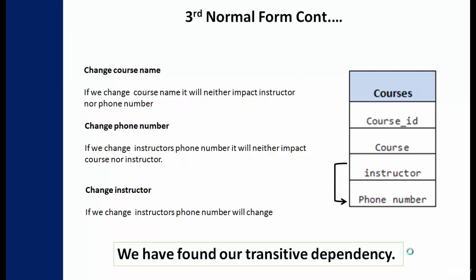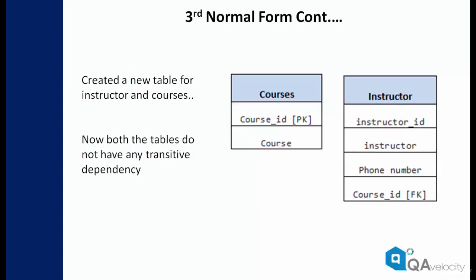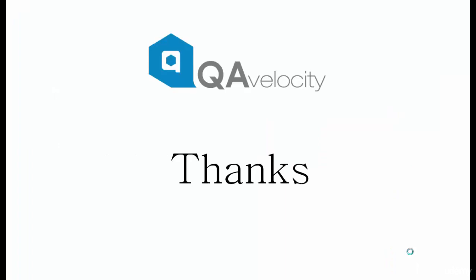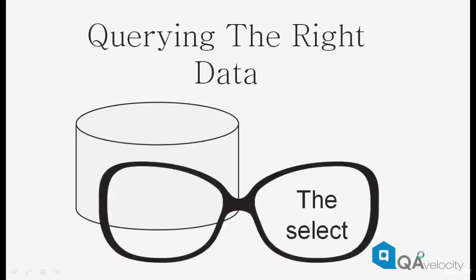So instructor is a non-key column, and when we change the value of a non-key column, it impacts another non-key column. And we remember the rule of transitive dependency. As per the transitive dependency rule, this table is in a situation of transitive dependency. To remove the transitive dependency, we have created two separate tables for instructors and courses. Now both tables do not have any transitive dependency. So finally, we have reached the rule of third normal form. With that, we have hopefully completed the concept behind normalization.